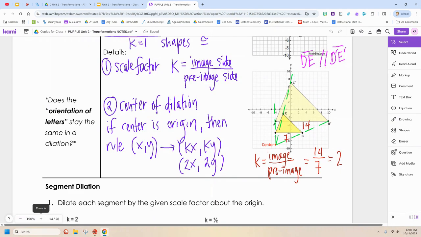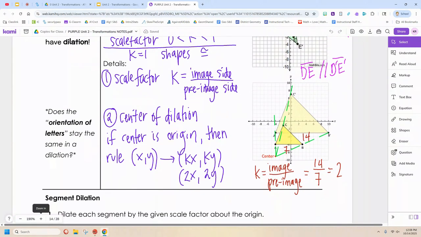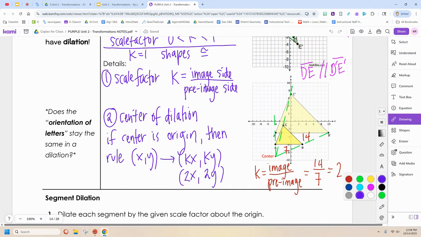We didn't necessarily answer the question that's off to the side. So if I call this triangle ABC, its image is also ABC going in the same order. So the orientation is preserved. Off to the side, it says, does the orientation of the letters stay the same in dilation? The answer is yes. Side length is not guaranteed to be preserved. Angles are guaranteed to be preserved. So we'll do more stuff with those properties soon.